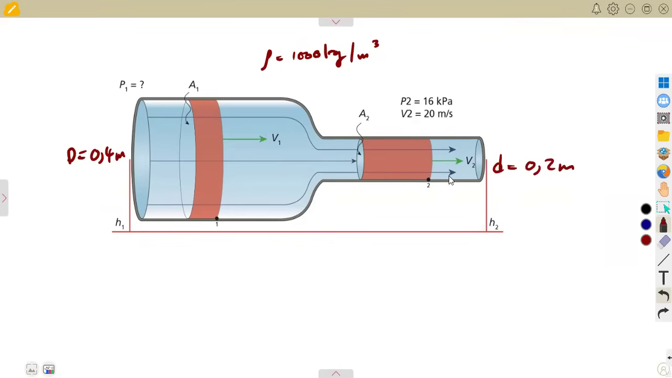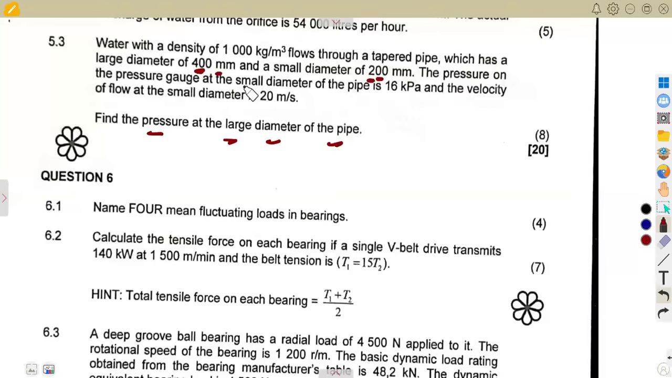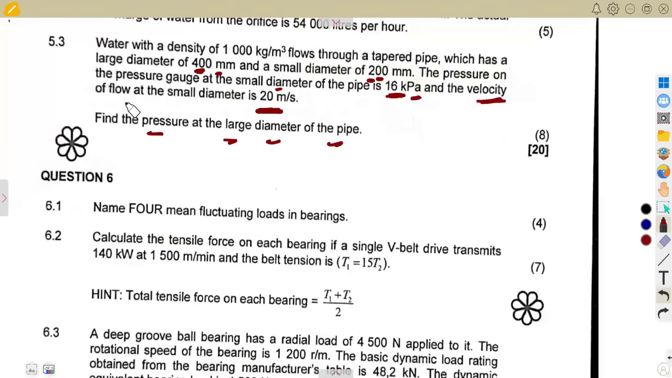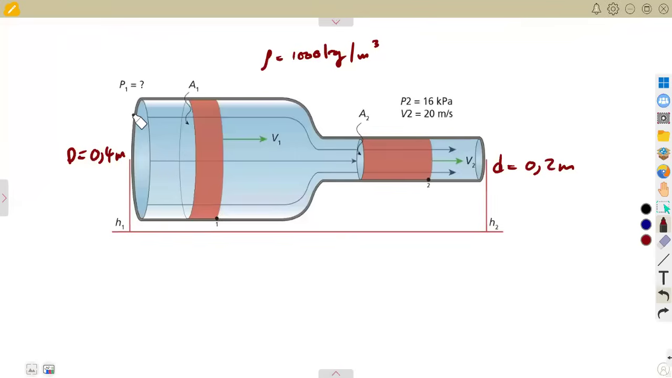All right, the other thing that you are given is that the pressure where the smaller diameter is, is 16 kilopascal, and also the velocity there where we have the smaller diameter is 20 meters per second. So we've got the pressure at the outlet, which is P2, and the velocity, which is 20 meters per second. We do not have the pressure at the inlet. So we're going to find the pressure at the larger diameter of the pipe, which is at the inlet, our P1. That is what you're going to need.